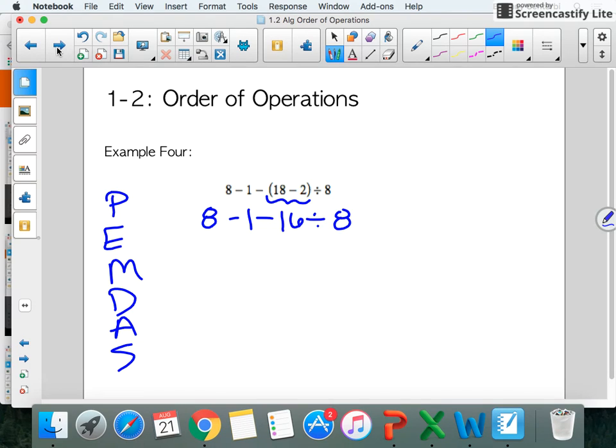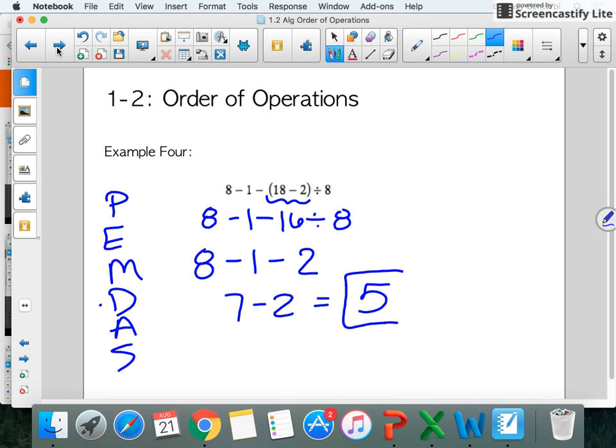And now, I've got subtraction and division left. Well, if I look at PEMDAS, division comes before subtraction, so I'm going to do the division first. So 16 divided by 8 is 2. And again, carry down the symbols and the numbers. Then to simplify this, you're going to do 8 minus 1 is 7, minus 2 leaves you with 5.